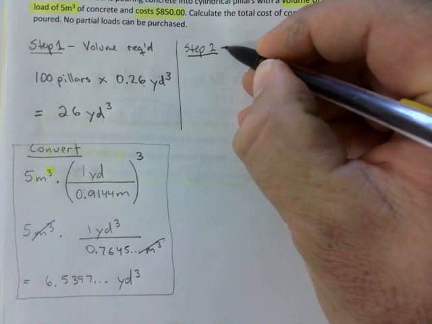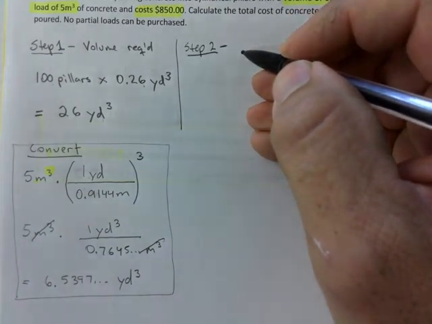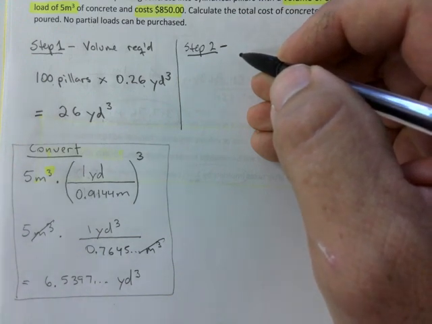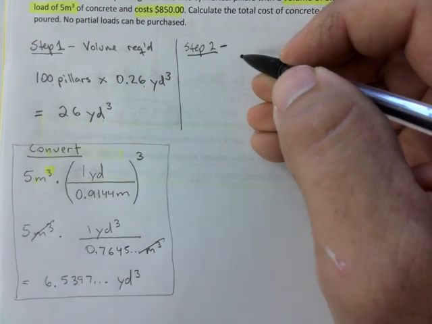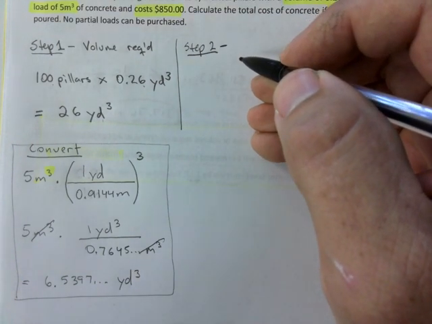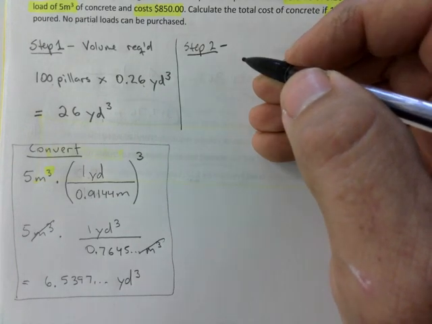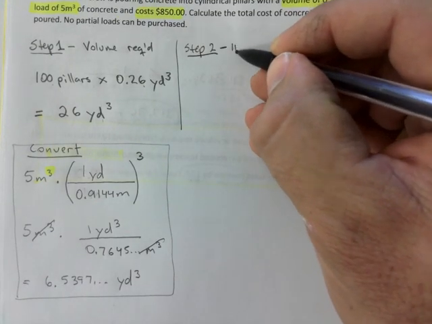What is step 2 asking for here? Not the number of cans, but what am I asking for to figure out the cost? How are you going to have to order your concrete? You're going to have to call and say, I need this many loads, right? So, number of loads.